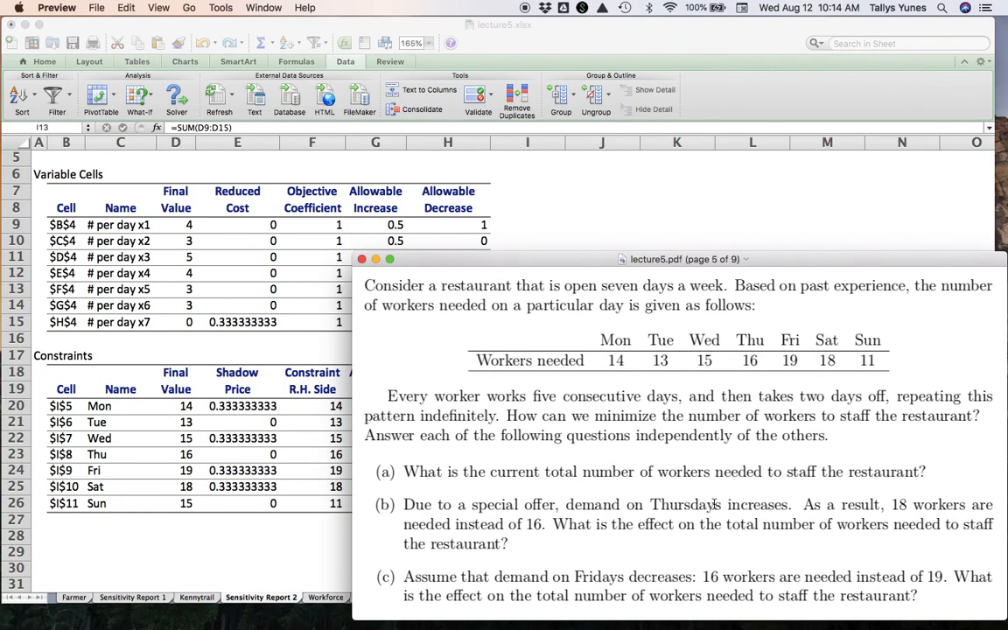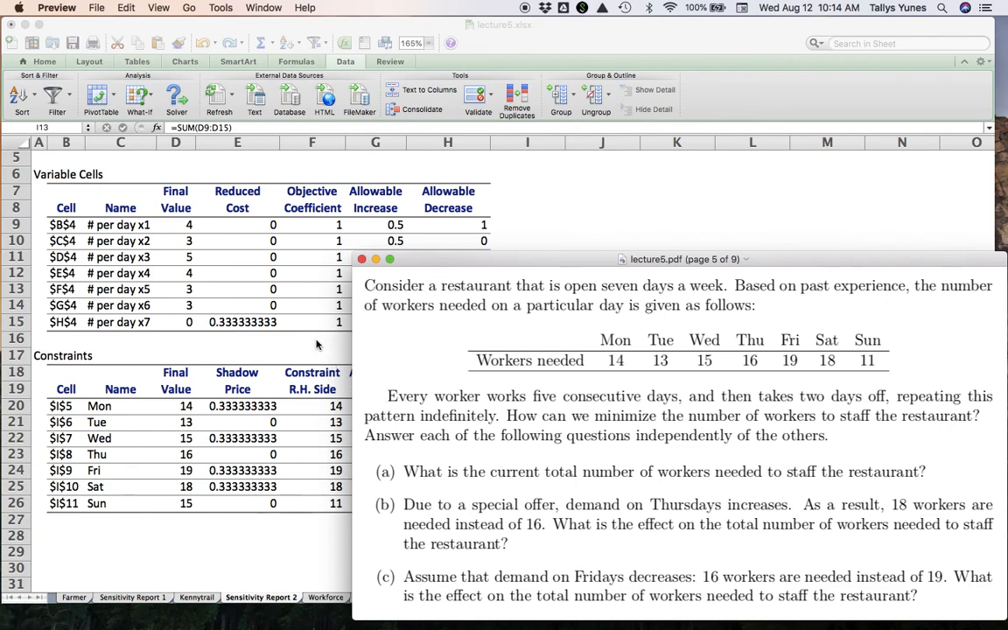Part C. Now let's assume that demand on Fridays goes down, right? Maybe a competitor restaurant opened near us. So instead of the current 19 that we're requiring for Friday, right? There's 19 here. We now only need 16. What would be the effect on the total number of workers needed to staff the restaurant?